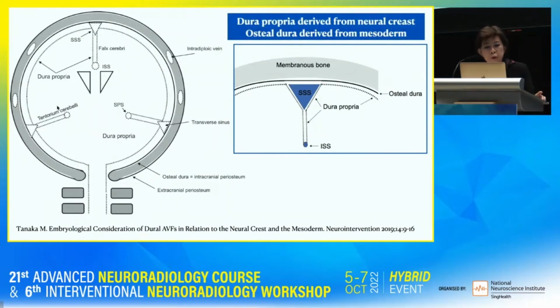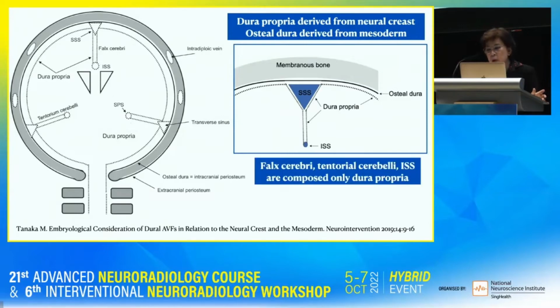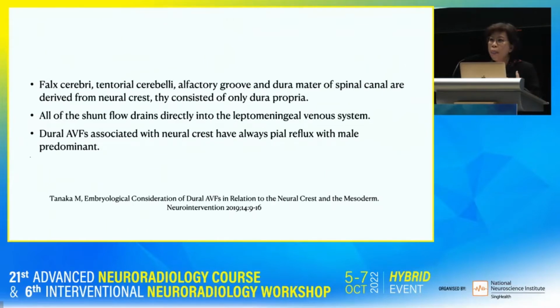The dura propria is inner, and by embryology it is derived from the neural crest, whereas the periosteal dura is derived from the mesoderm, the outside. You can notice that only the falx cerebri, the inferior sagittal sinus and around the tentorium cerebelli are covered only by dura propria. So what does this mean? It means that when a shunt occurs around this area, it can easily reflux into the leptomeningeal veins.